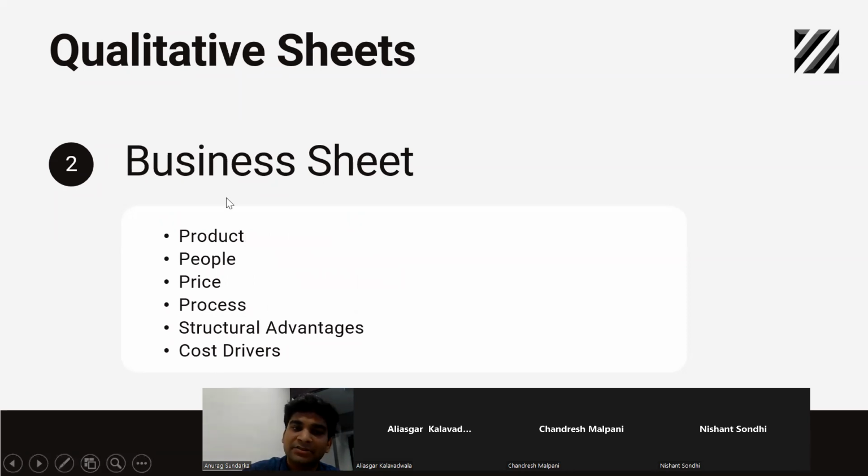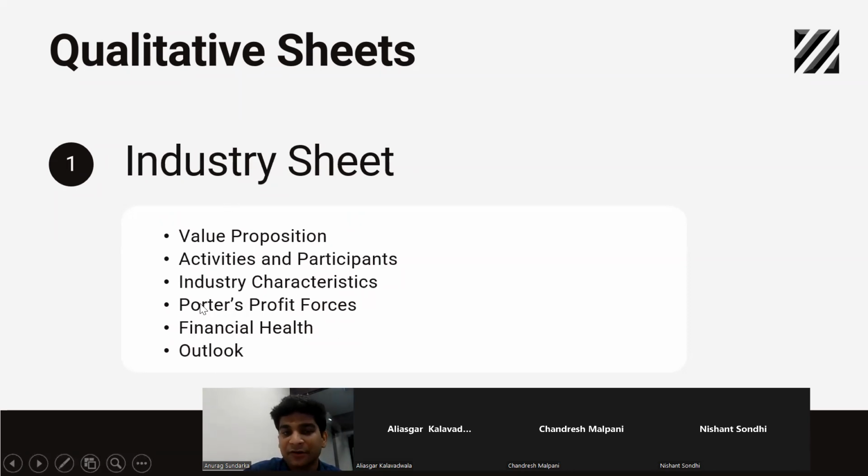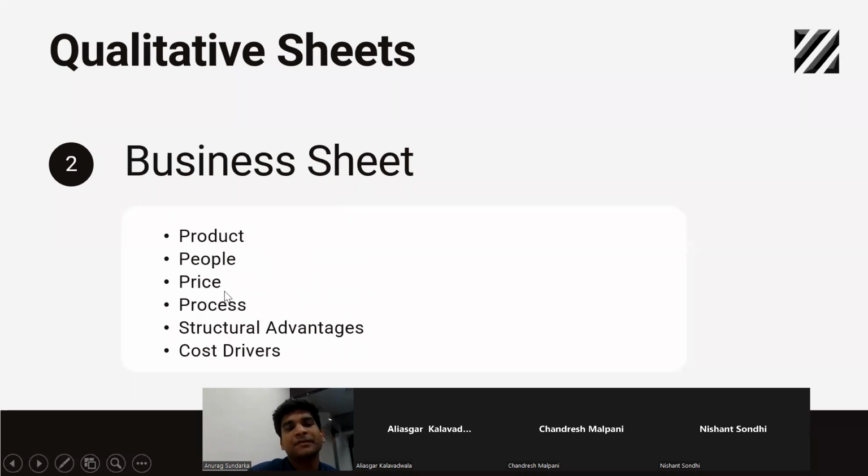Next, once we have understood the industry, again, these are very detailed, but for the benefit of time and for simplicity, otherwise it will get very complicated, we will stick to the broad topics. For the business sheet, we need to understand the product and the people behind it. By people, we mean the key relations, the suppliers, the buyers, and the employees as well. Then the price, how the product is priced, the pricing strategy of the company, the processes that the company has, any cost benefits and structural benefits that they have.